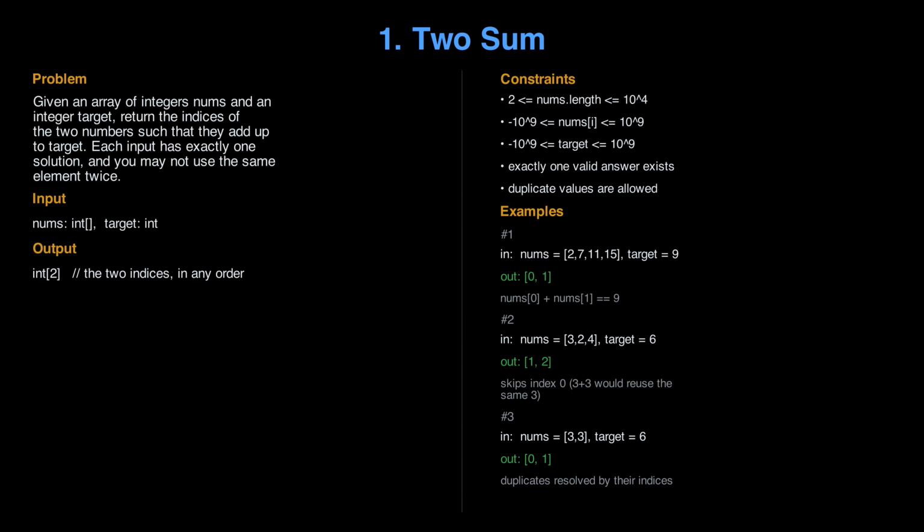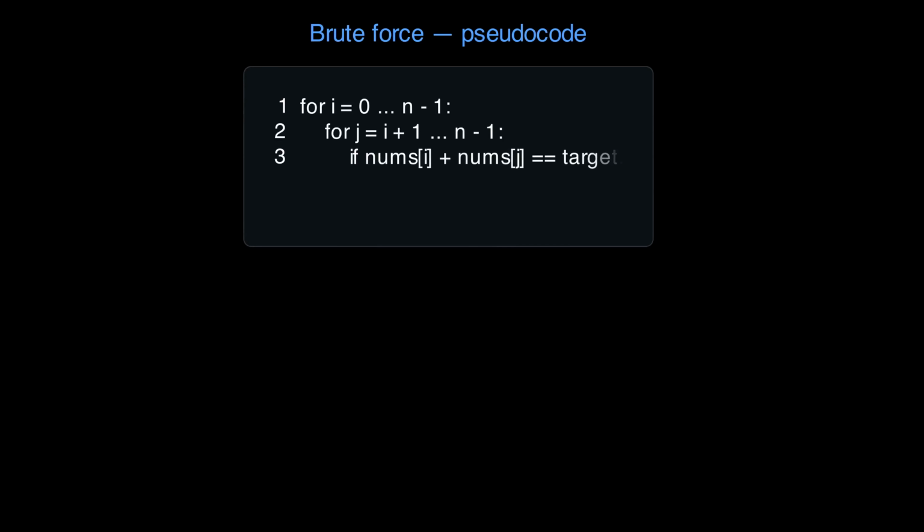I'll resolve duplicates by their indices, walking the examples to confirm. 2, 7, 11, 15 with target 9, answer 0 and 1. 3, 2, 4 with target 6, answer 1 and 2. 3, 3 with target 6, answer 0 and 1. Got it. Let me start with the obvious approach.